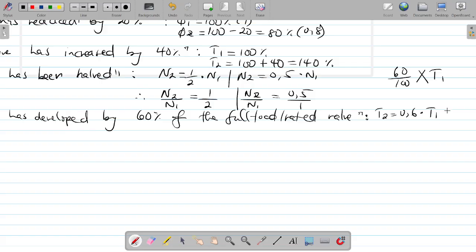Alternatively, you can divide both sides by T1. Therefore T2 over T1 equals 0.6 over 1. When you substitute, T2 equals 0.6 and T1 equals 1.